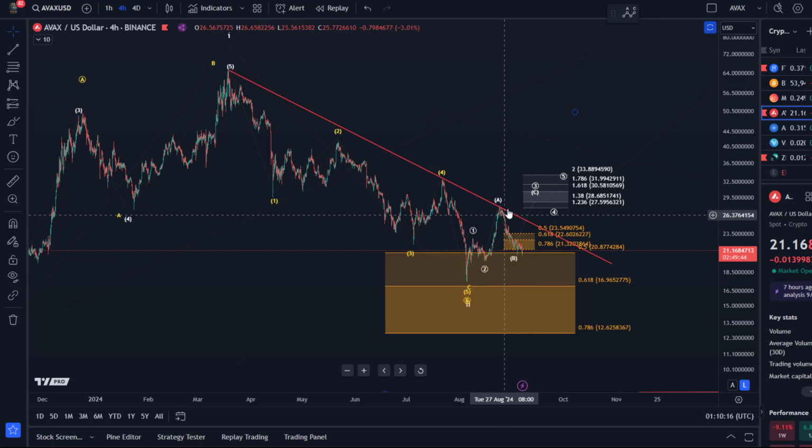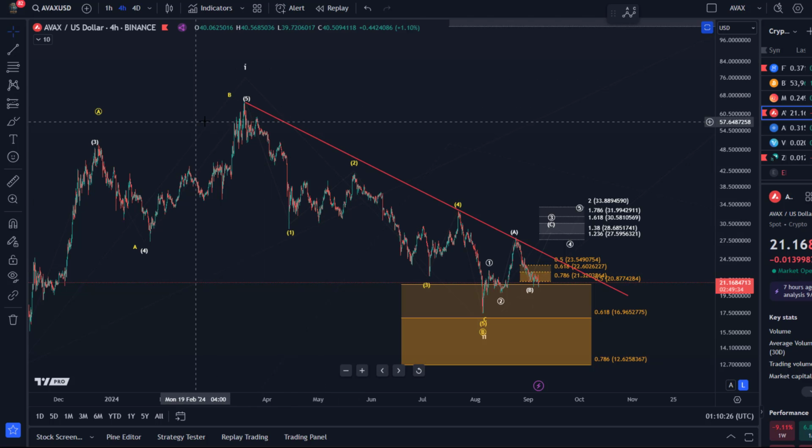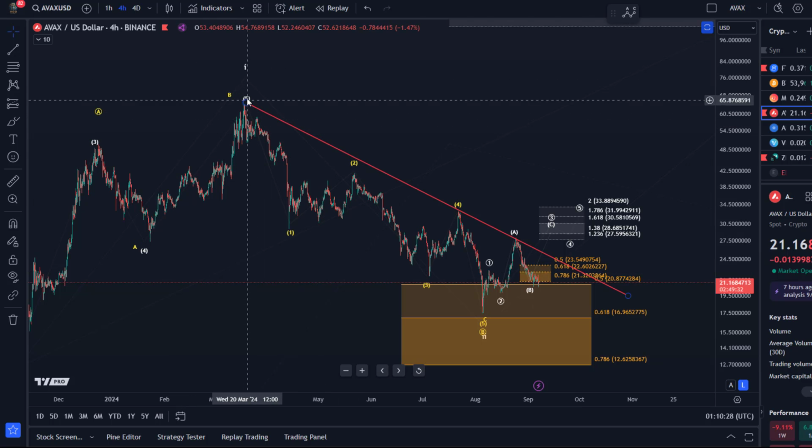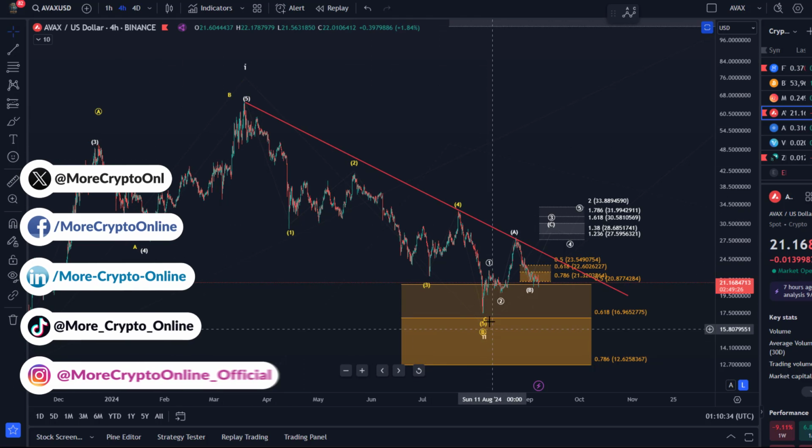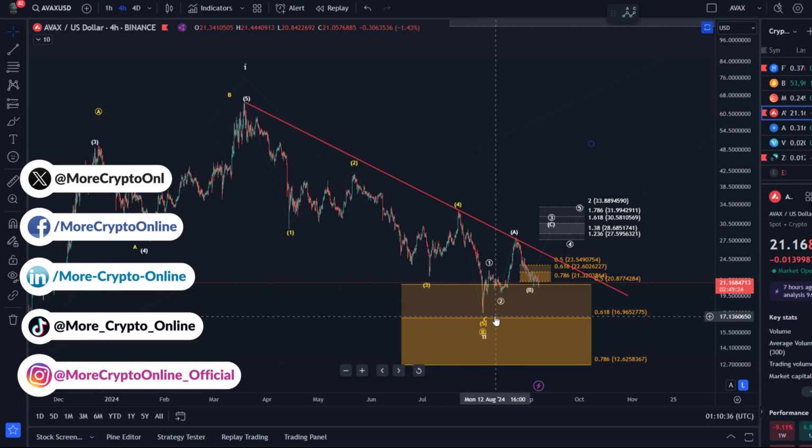AVAX has only rallied in 3 waves, very similar to other coins. The structure on many of these altcoin charts looks very similar. We are dealing here on the AVAX chart with a possible 5-wave move down in the yellow ABC structure. So it could be that a wave C finished here.